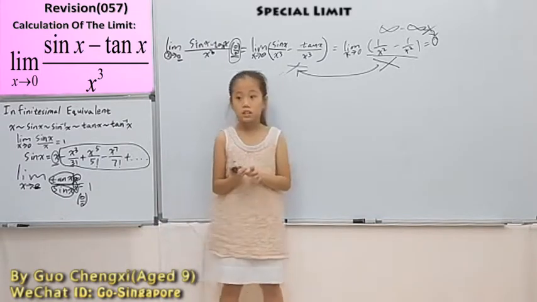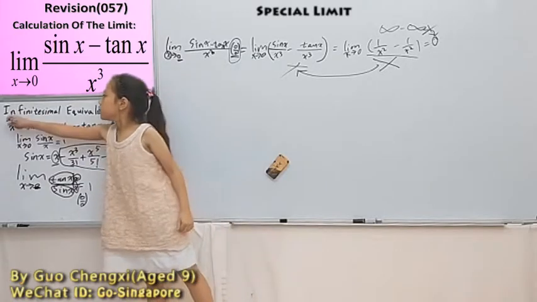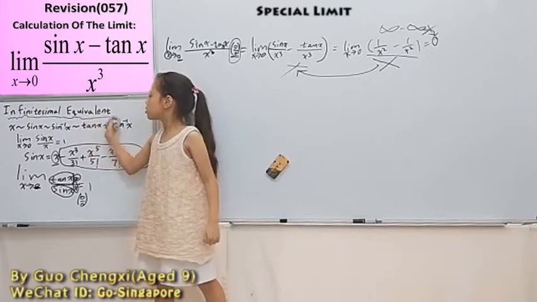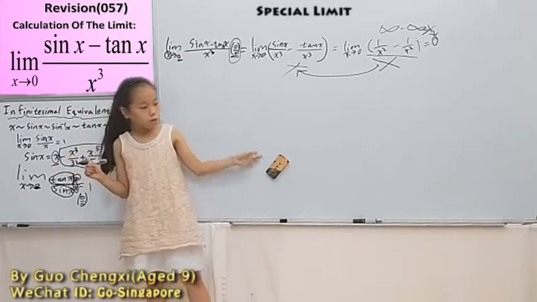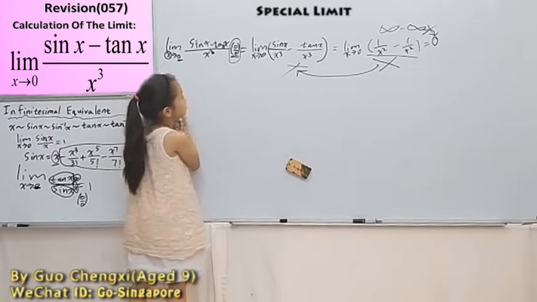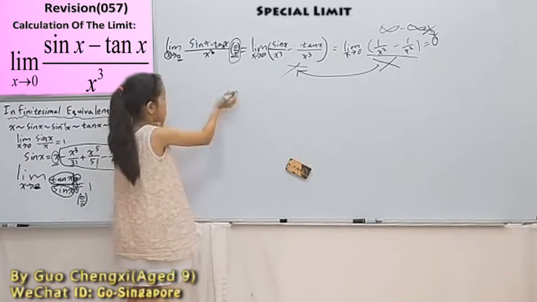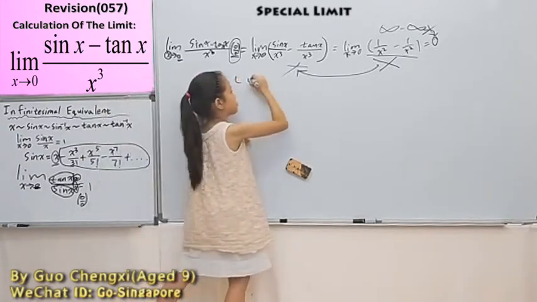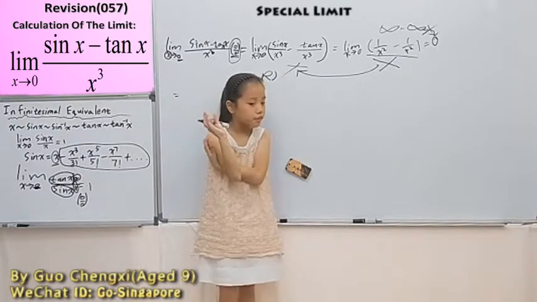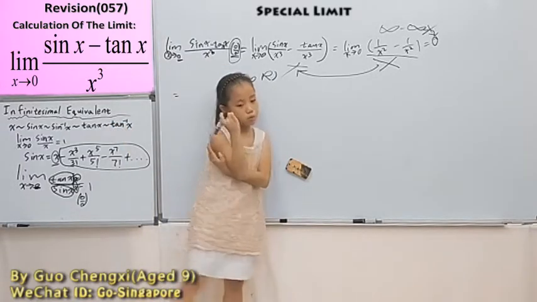Let us tell one thing. We are just comparing to see is the infinitesimal equivalent always correct, or sometimes correct, sometimes wrong, or what? Of course, not always wrong. So, let's see. Let's use another three methods, okay? To compare which is correct, which is wrong.